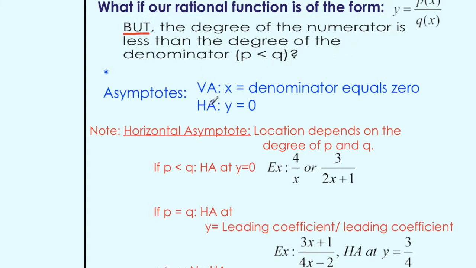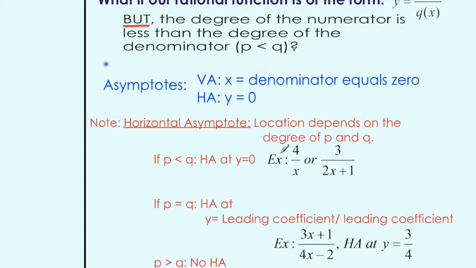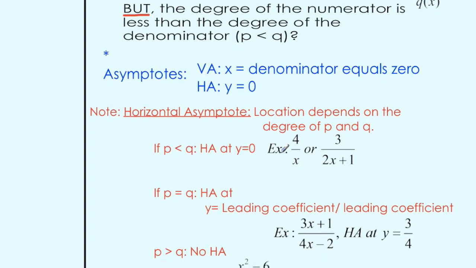Well, here's what happens. Your asymptotes change just a little bit. You'll have a vertical asymptote where the denominator equals 0. That didn't change anything. But your horizontal asymptote will always be at 0. Okay. Now this stuff down here in red is just kind of a side note that is nice to know.